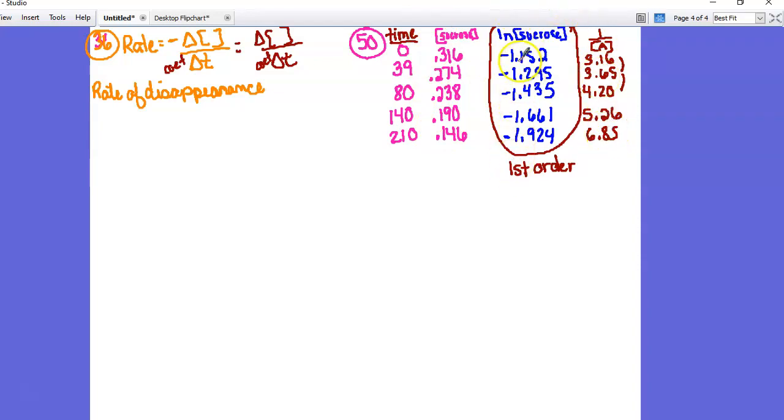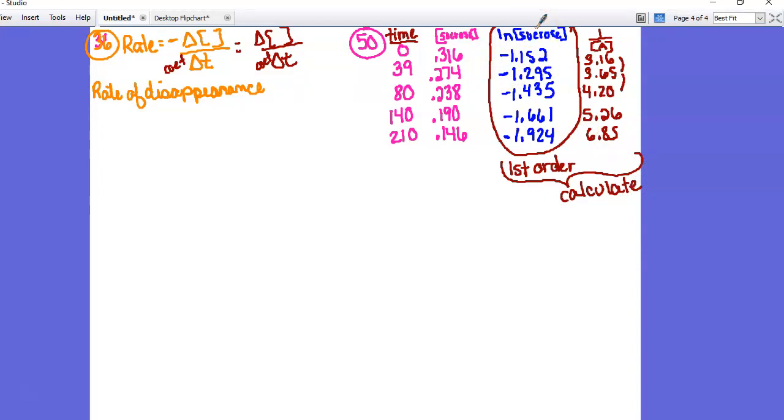But since this one has the same change going down it throughout, that tells you that it's going to be linear if you were to graph it, and it tells you that it's first order because it's the natural log of the concentration that's linear versus time. So it's first order. That's the first thing to do. All right, B, I like graphing, but you don't have to. You can just look at the changes if you want to, once you have all these values. And like I said, you had to calculate these on your own. They were not given to you.